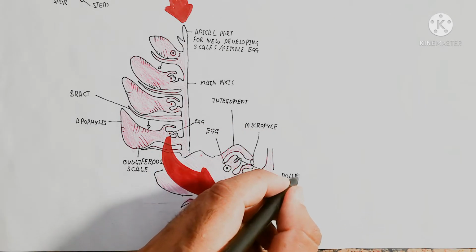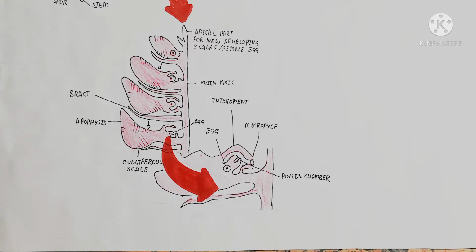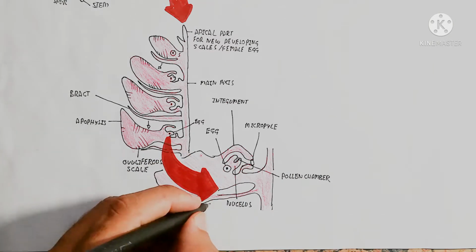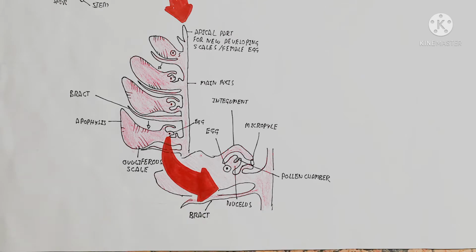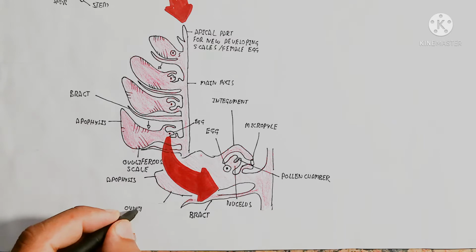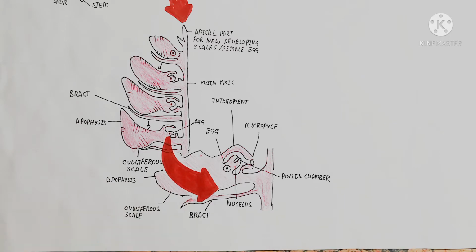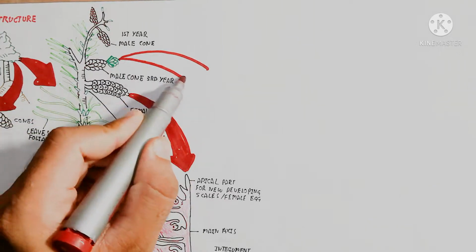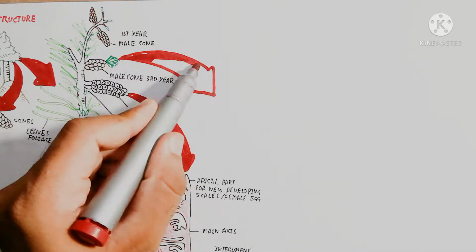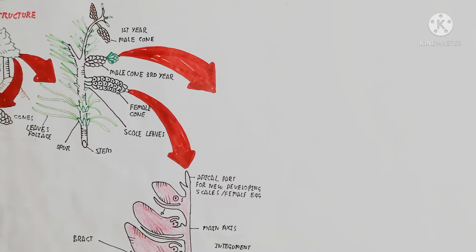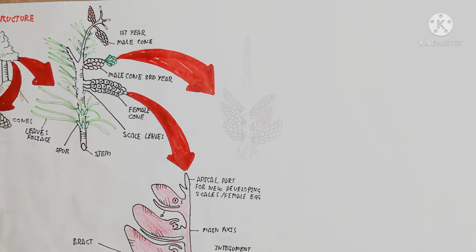Here is the micropyle. The micropyle is the region used for the entry of the microspore. Here is a megasporangium. The integument is also present. The pollen chamber is present, and basically there is the bract, and the nucellus is present. We will discuss this next.